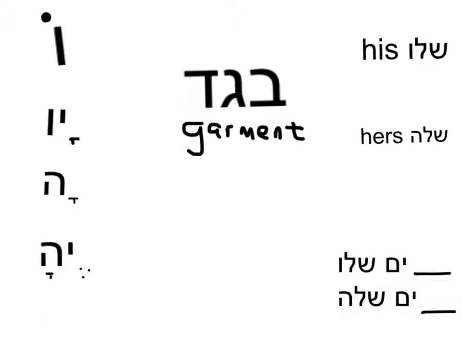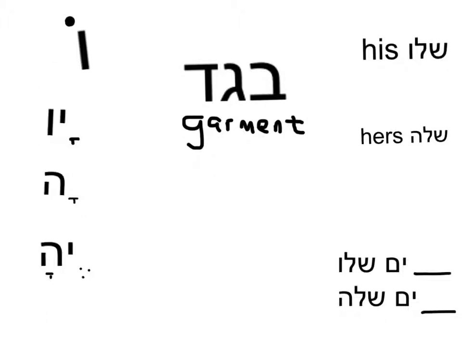If I take beged, garment, and I add o by the end of beged, what I'm actually doing is making this garment beged shalo. But instead of writing the word shalo, his garment, I added the o there as short for shalo. So bigdo is beged shalo, his garment. That is what the o does.